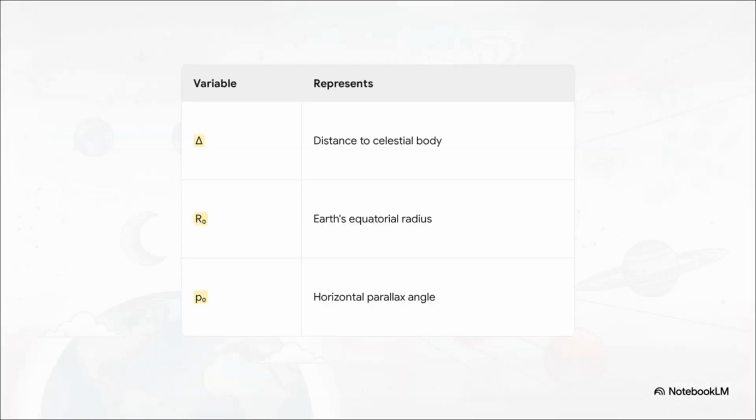And this is where trigonometry becomes our computational tool. The formula itself is straightforward. The distance, which we call delta, is equal to Earth's radius, r0, divided by the sine of the parallax angle p0. For the very small angles we encounter in astronomy, we can use the small angle approximation you see at the bottom. It simplifies the calculation but remains incredibly accurate. It's an elegant application of basic geometry to an enormous problem.